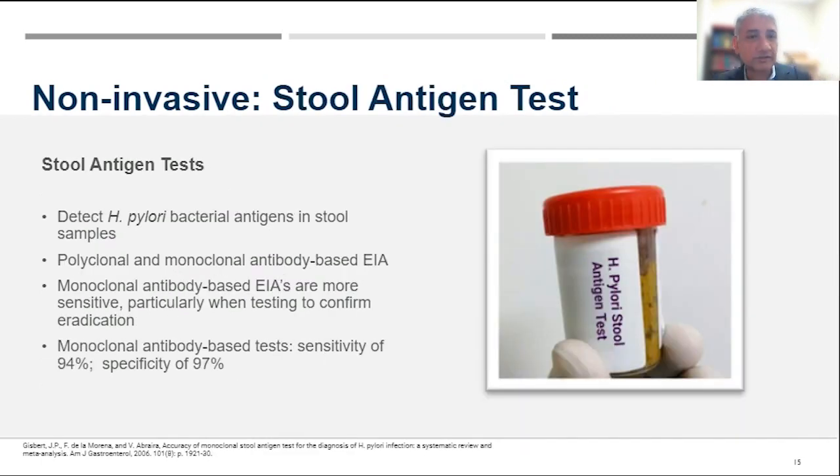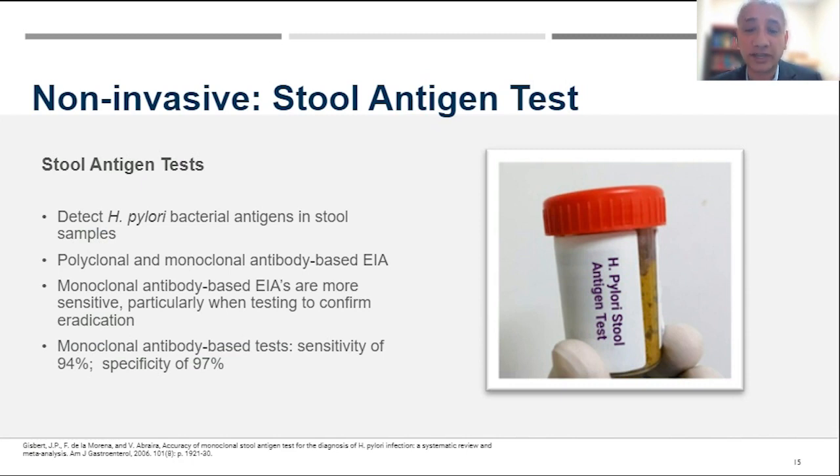And the second non-invasive test is the stool antigen test. This is a test that detects H. pylori antigens in stool specimens. This test initially was a polyclonal antibody-based EIA. While it performed well for the initial diagnosis of H. pylori, it was found that when polyclonal tests were used to confirm eradication after antibiotic treatment, the accuracy was not as high. This led to a migration of a lot of these tests to using monoclonal antibodies.